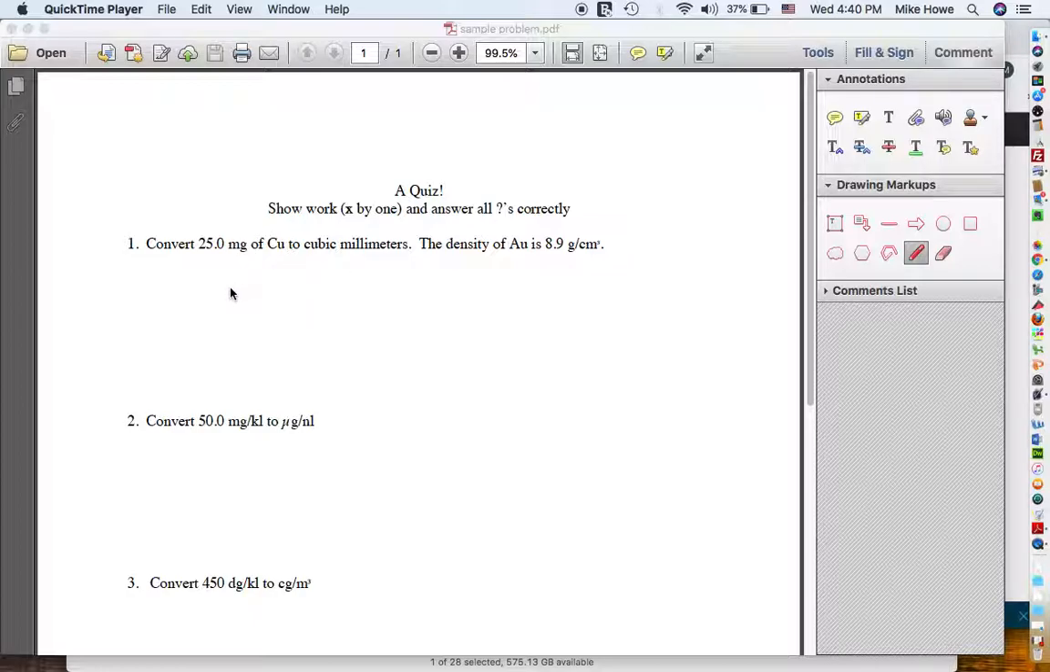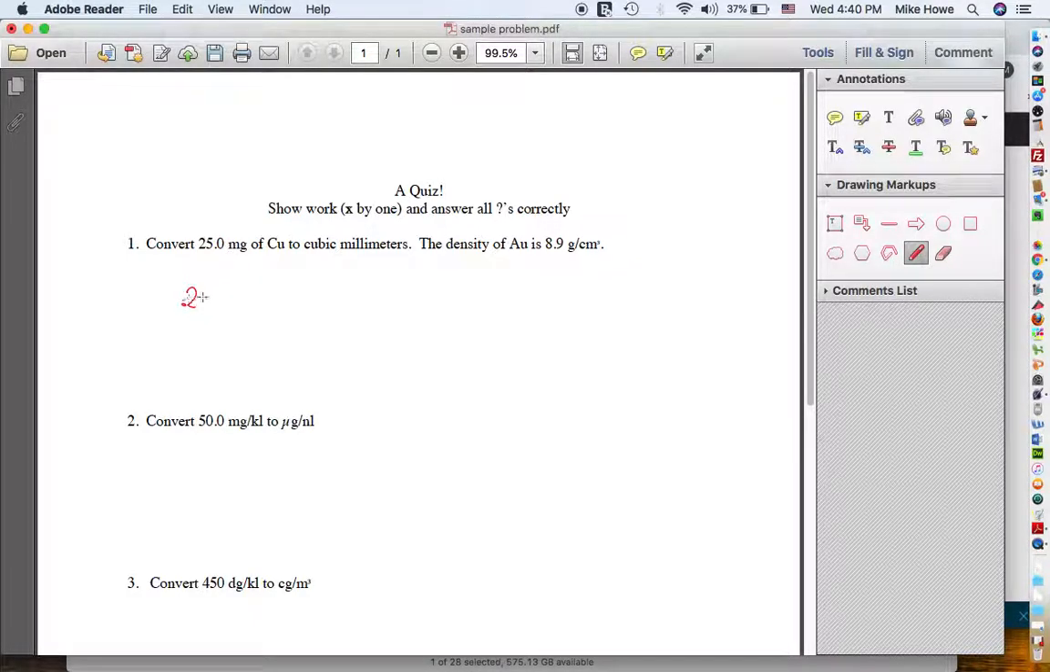So here are a couple more questions to try. On the first one, we have 25 milligrams of copper. Notice that it's not milligrams per anything, it's just milligrams of copper. We're going to change it to cubic millimeters, and we're given the density in grams per cubic centimeter. So we're going to need to change the milligrams into this unit of mass, which is grams. So I'd put milligrams here and grams there.